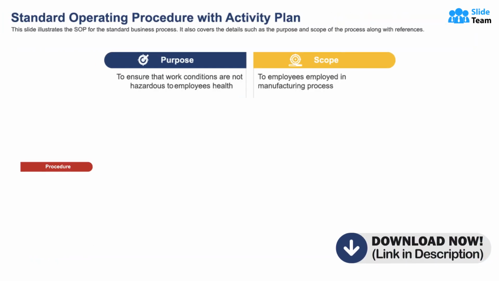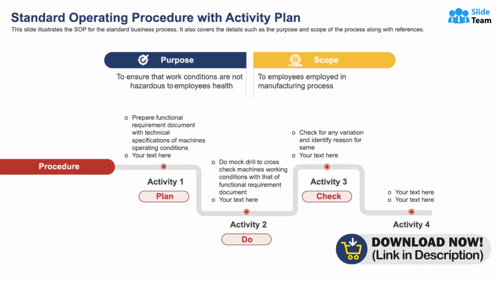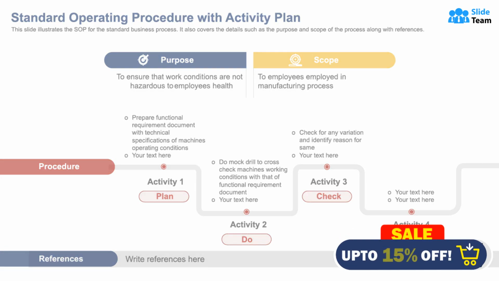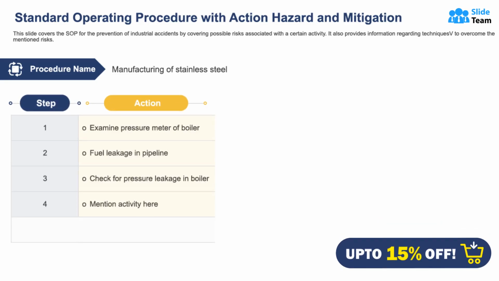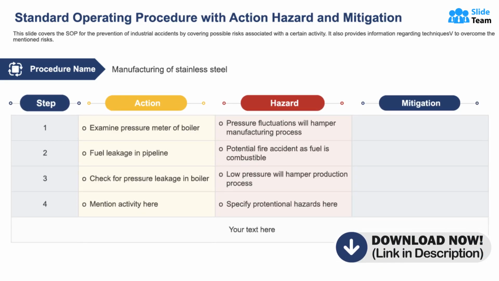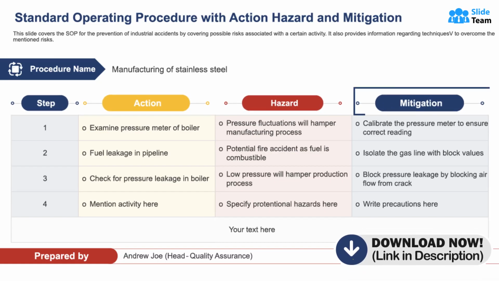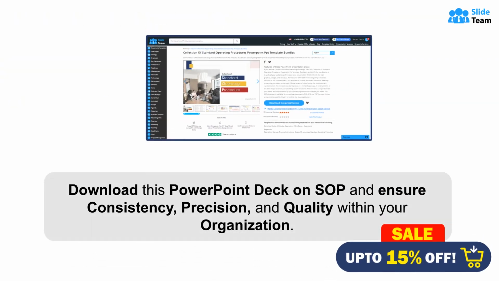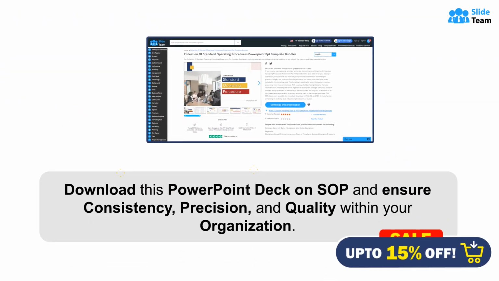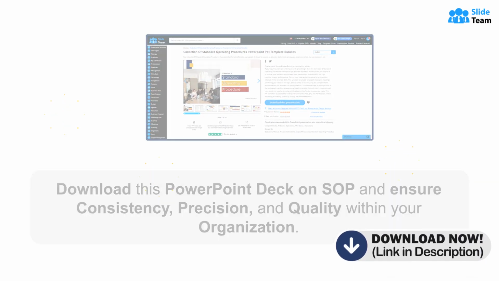Use this content-ready PowerPoint template to create an action plan for SOPs to conduct business processes with efficiency. Deploy this presentation template to create SOPs specifically to prevent industrial accidents by covering possible risks as the slide depicts. It also highlights mitigation plan to combat the threats. Download this PowerPoint deck on SOP and ensure consistency, precision, and quality within your organization.